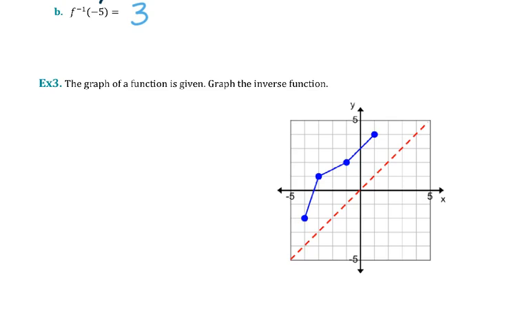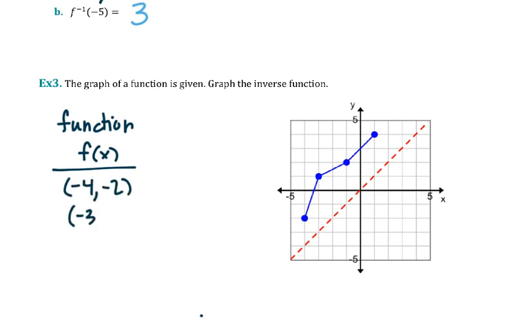So we have one last example. We're given the graph of a function and we would like to graph the inverse. So in this case, our original function, f of x, has several ordered pairs marked on the graph. We have -4, -2, -3, 1, -1, 2, and 1, 4.